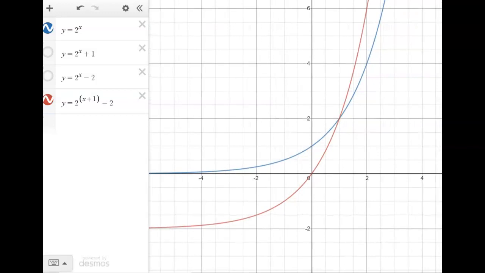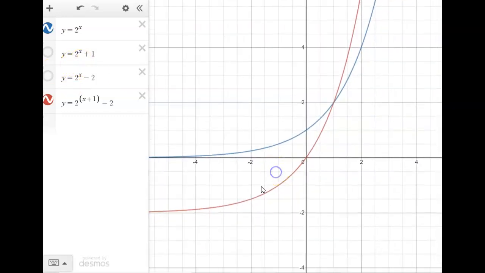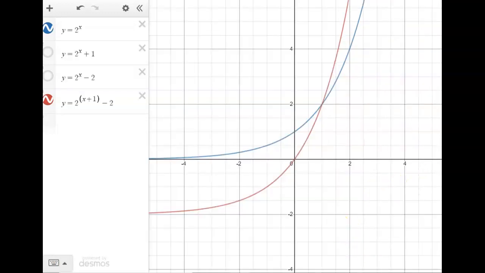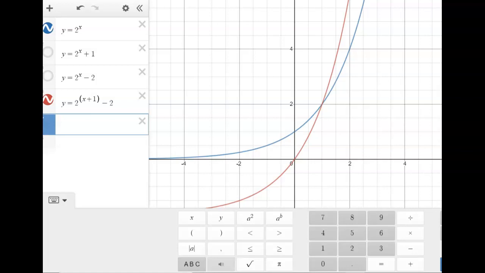And of course, if you do a vertical shift, the horizontal asymptote will change with it. Oh no, what did I do? It will change with it. Okay, so now you could see we could have a combined vertical and horizontal shift.